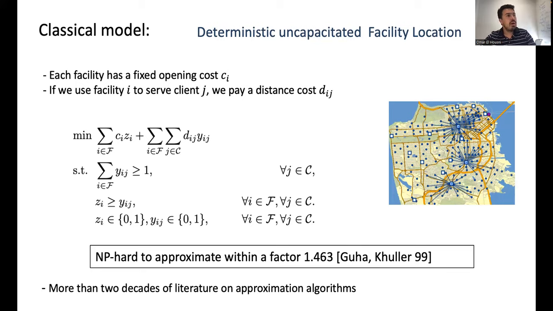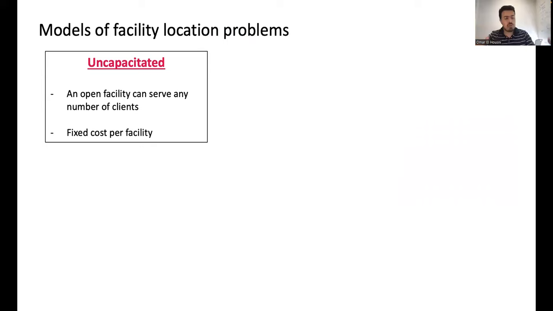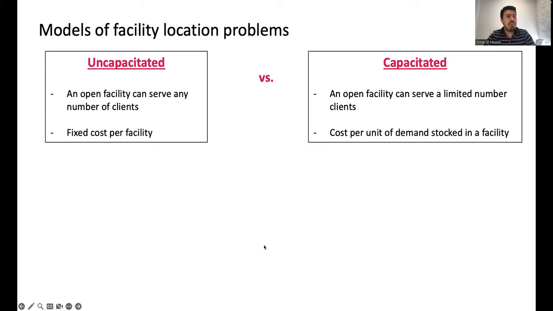As I mentioned earlier, there are many variations or models of the facility location problem. If I would like to think about how we would classify them, the first classification is the uncapacitated problem versus the capacitated problem. In the uncapacitated problem, an open facility can serve any number of clients. There are no capacities on the number of clients that you can serve as long as you pay the fixed cost for this facility. On the other hand, you have the capacitated problem.